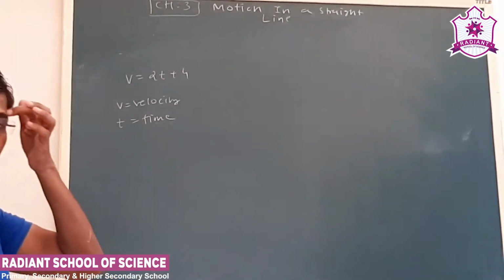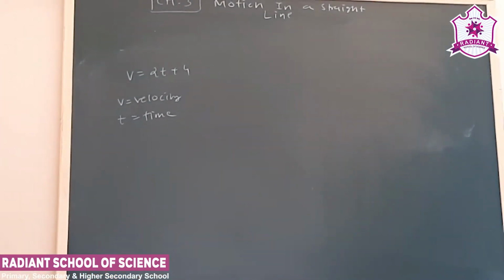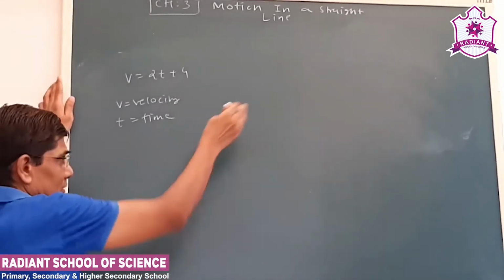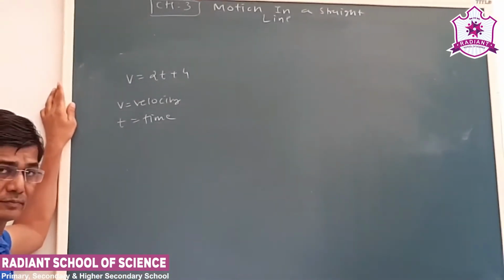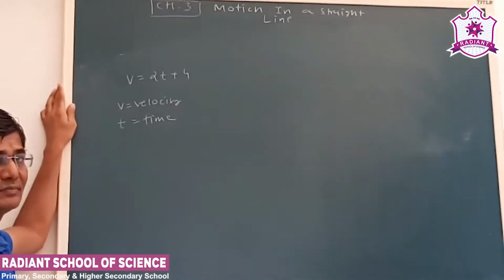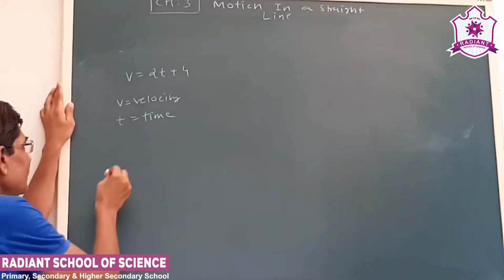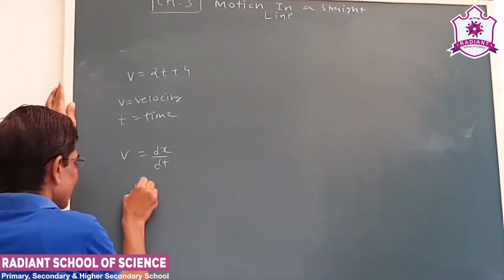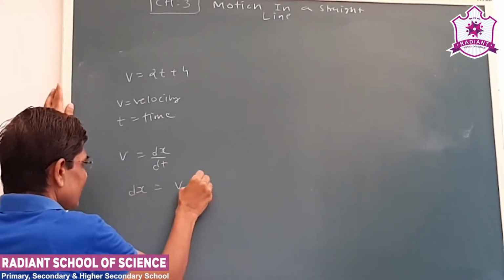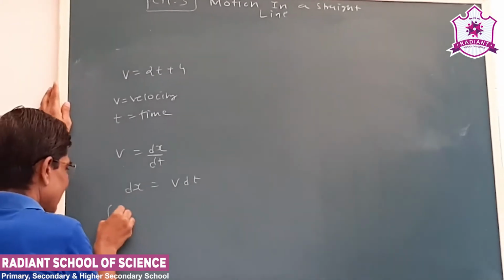Okay, from this we have to calculate the equation of displacement. Just now we have seen that if we take the integration of velocity with respect to time, we'll get the value of displacement. Now we know v is equal to dx by dt, that is known to us. So dx is equal to v dt. Okay, so now we take integration.